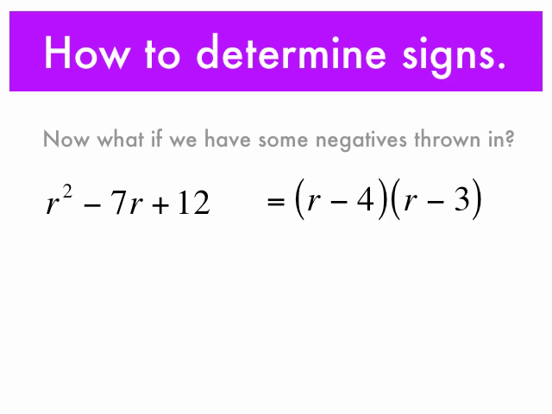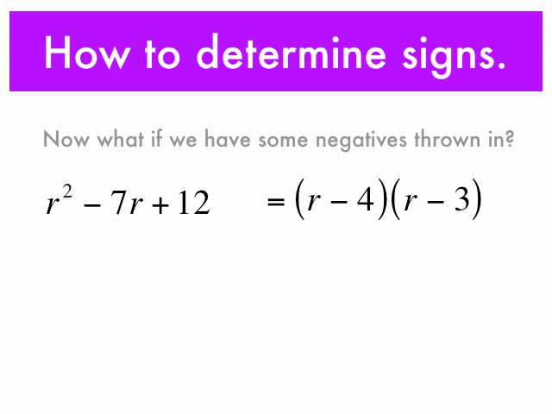So if we were to check our work, we'd want to FOIL to make sure that this is really the way it factors. So for F, r times r gives me r squared, so that looks good. For the O, for outside, negative 3 times r is negative 3r. For the I, for the inside, negative 4 times r is negative 4r. Negative 3r minus 4r gives me the negative 7r in the middle.